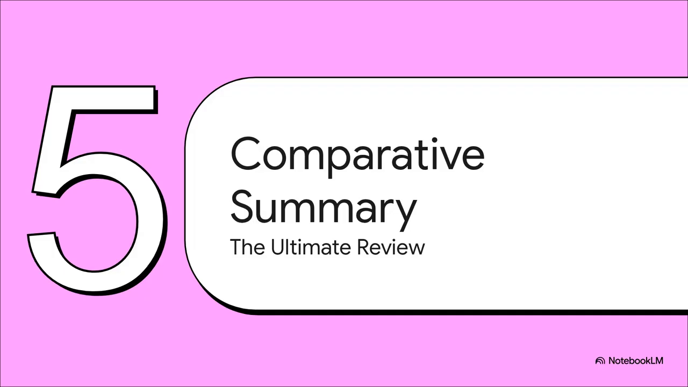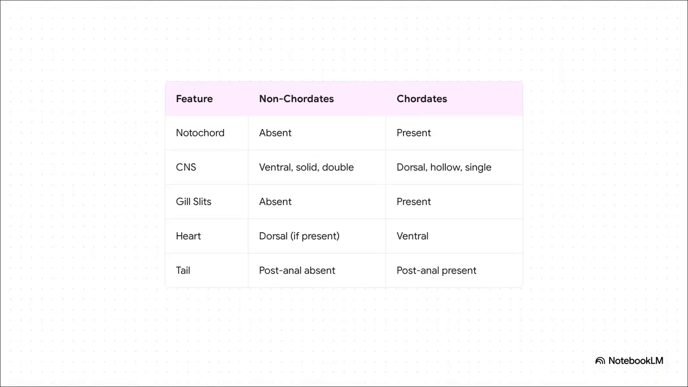And finally, Section 5, the ultimate comparative summary. We've covered a ton of ground today. Let's take a step back and look at the big picture. Non-chordates? Absolutely no notochord. We chordates have one. Non-chordates have a central nervous system that is solid, double, and located on their ventral side, the front of their body. We have a dorsal, hollow, single tube running down our backs.